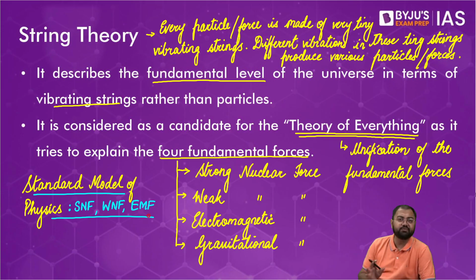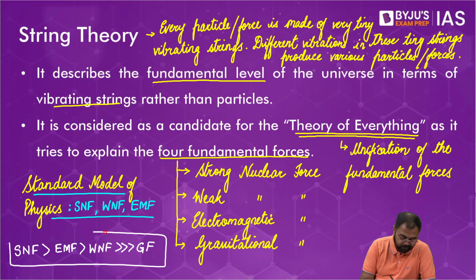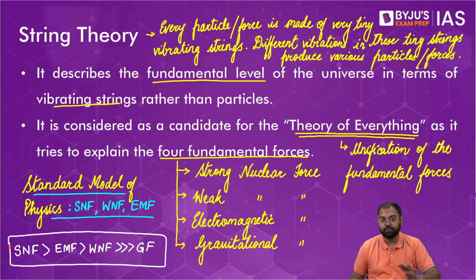Gravitational force is a very weak force. In terms of magnitude, strong nuclear force is the strongest of all of them. Then comes the electromagnetic force, then comes the weak nuclear force, and then comes the gravitational force. So in terms of magnitude, gravitational force is very, very weak as compared to all the others. And that's why gravitational force is excluded out of the standard model of physics. Why standard? What is standard? Don't worry about that. Just know this much, it's enough.